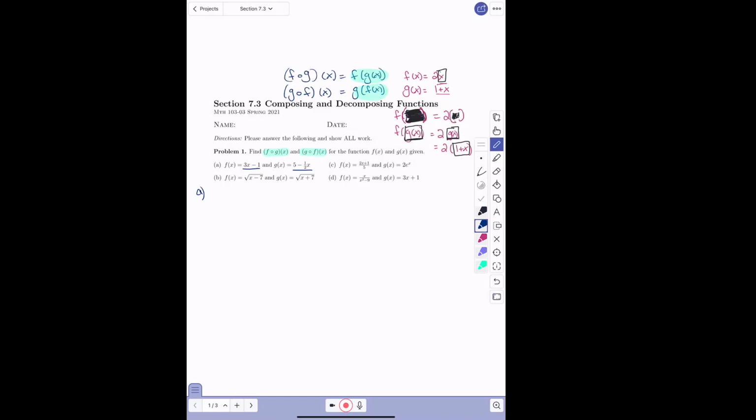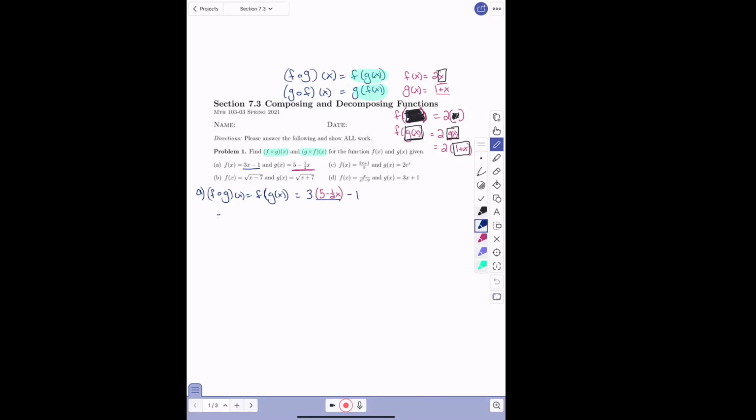So the first thing that we're going to do is f little circle g of x is the same as f of g of x. So this is equal to, first I'm going to write out my f, and everywhere I see an x, I'm just going to leave a blank. So we have 3 times blank minus 1. Okay, now where that x is, I plug g in. So in parentheses, I'll have 5 minus 1 over 2x. And that's my f of g of x function.